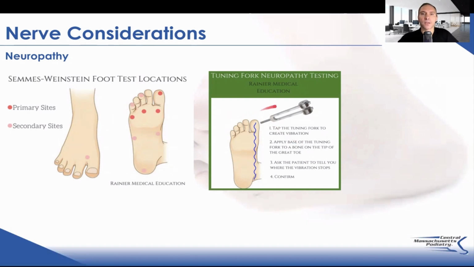As well, there's a tuning fork test that can also be done right here. You can see the tuning fork that's used to evaluate the vibration on the toe. And if they can feel this, this can help the patients avoid other problems. What we tend to find is that the tuning fork test tends to be positive before the Semmes-Weinstein test. And you have to have the patient tell you when the vibration stops.